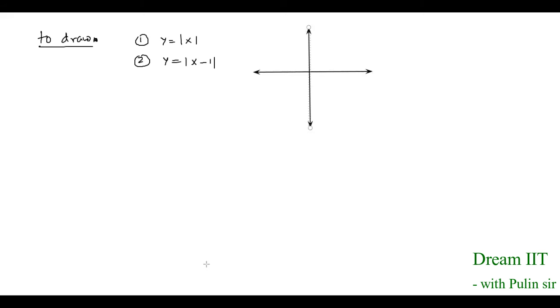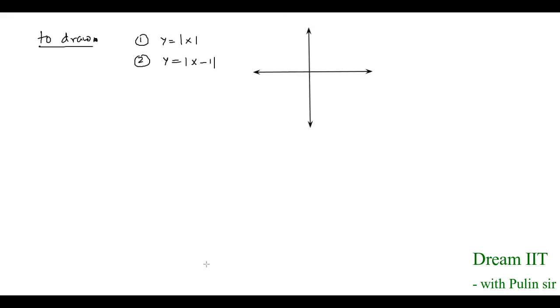a modified modulus function. Suppose we have understood how to draw mod of x, right? Now suppose somebody asks you to draw mod of x minus 1. How are you going to draw it? I'm just explaining quickly, right? The background you will understand yourself. I will not explain it today.